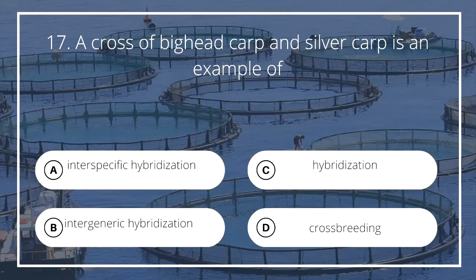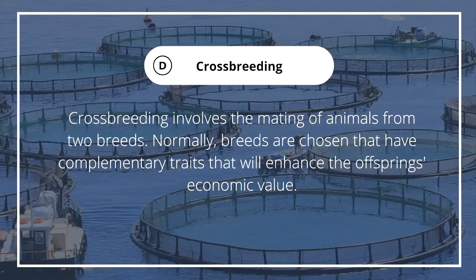Number 17. A cross of bighead carp and silver carp is an example of: A. Interspecific hybridization. B. Intergeneric hybridization. C. Hybridization. D. Crossbreeding. Answer: D. Crossbreeding. Crossbreeding involves the mating of animals from two breeds. Normally, breeds are chosen that have complementary traits that will enhance the offspring's economic value.